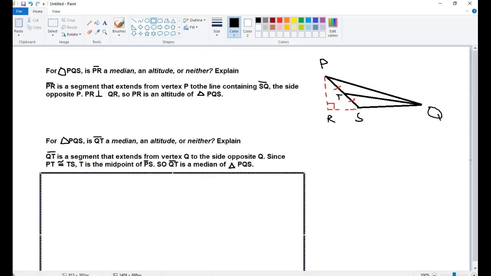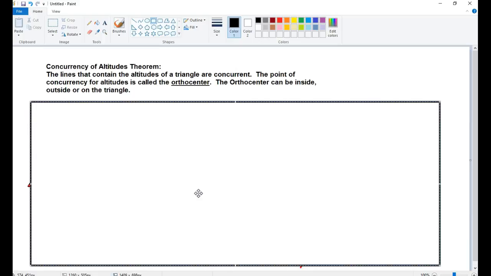Okay, concurrency of altitudes theorem. The lines that contain the altitudes of a triangle are going to be concurrent. That should be known by now. All these lines are always going to be concurrent. The point of concurrency is called the orthocenter. So far we have 4 different kinds of lines, and 4 different points of concurrency, each with a different vocab term. The orthocenter can be inside, outside, or on the triangle.